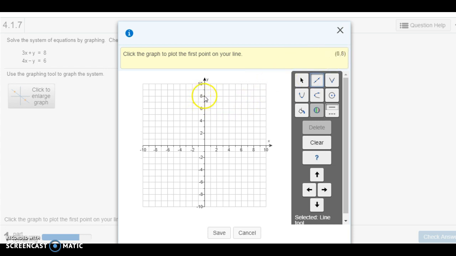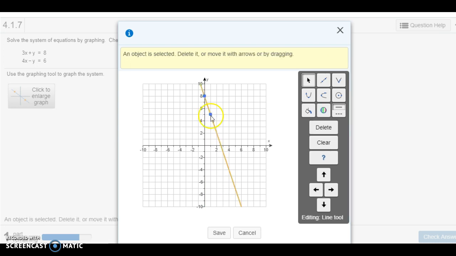up here in my yellow that it is saying (0, 8), and then I click, and then I go down 1, 2, 3 units, which would take me down to 5, and over 1 unit. So I went down to 5, over to 1, and there's my line.